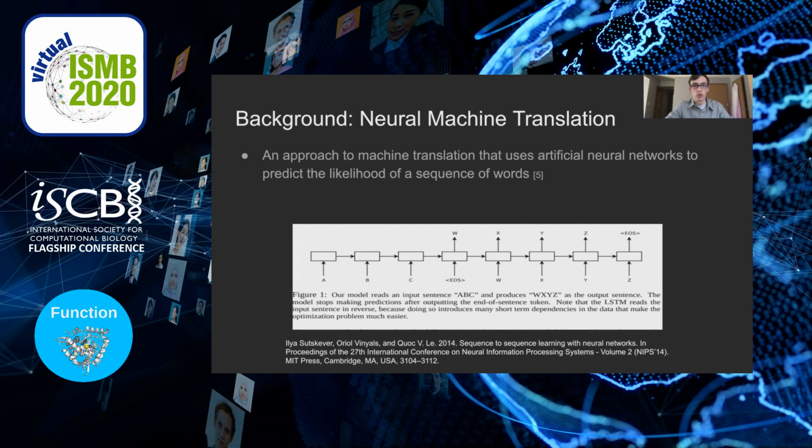Also, I'd like to introduce neural machine translation. This is an approach to machine translation that uses artificial neural networks to predict the likelihood of a sequence of words. Typically, this has been used to translate a sentence in one language into another language. In this example below, we can see that words A, B, and C are used to evaluate the likelihood of the words W, X, Y, and Z.